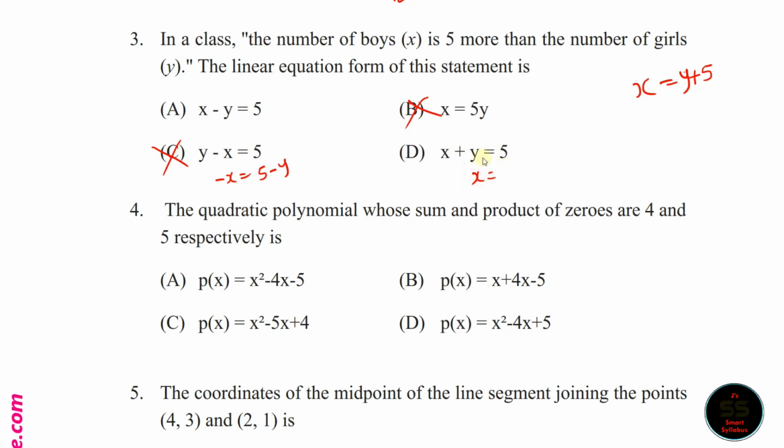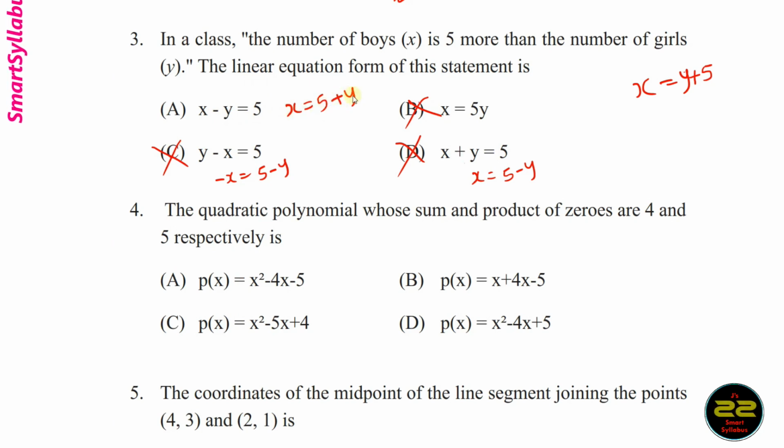So x is equal to, send y on the other side, so we get 5 minus y. But we need plus y. It means even it's a wrong option. Then what about the first one? Just check this. So x is equal to 5, just keep it there, minus y, when it comes on the other side we get plus y.